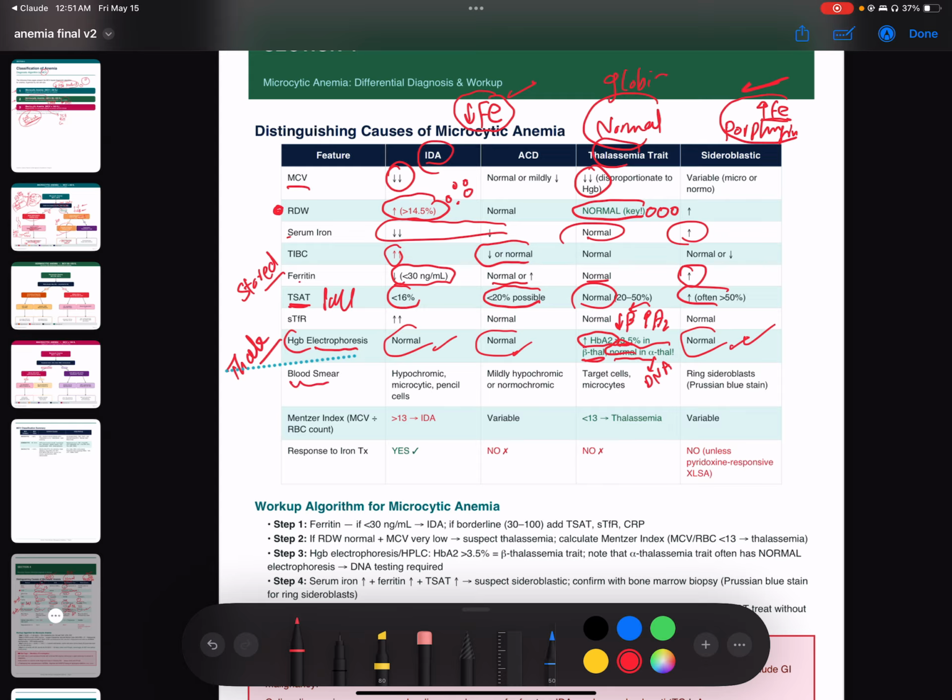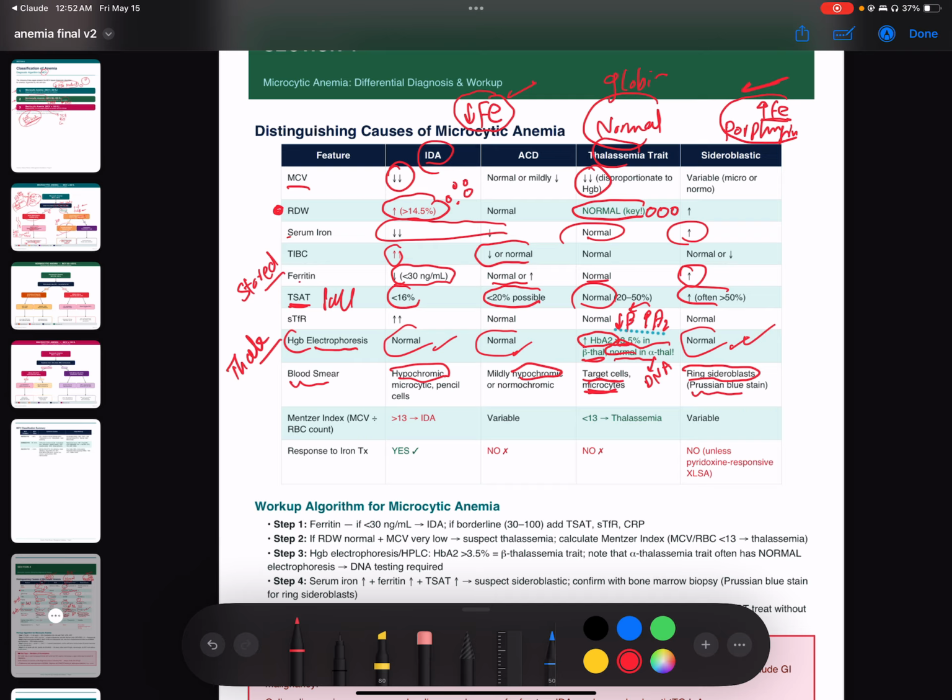Sometimes the blood smear can also be helpful, because in IDA and ACD you'll see the hypochromic pattern. In thalassemia, you can see target cells and you can still see microcytes, or small RBCs. In sideroblastic anemia, you can see ring sideroblasts, which you need to stain with Prussian blue stain to be able to see.